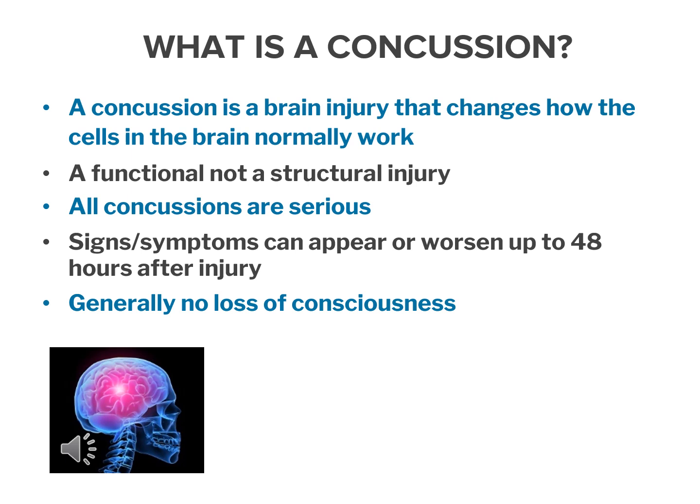What is a concussion? A concussion is a brain injury that changes how the cells in the brain normally work. It is a functional, not a structural injury. All concussions are serious. Signs and symptoms can appear or worsen up to 48 hours after the injury. Generally, there is no loss of consciousness. Most concussions have normal CAT scans as well. There are no fractures or brain bleeds present.